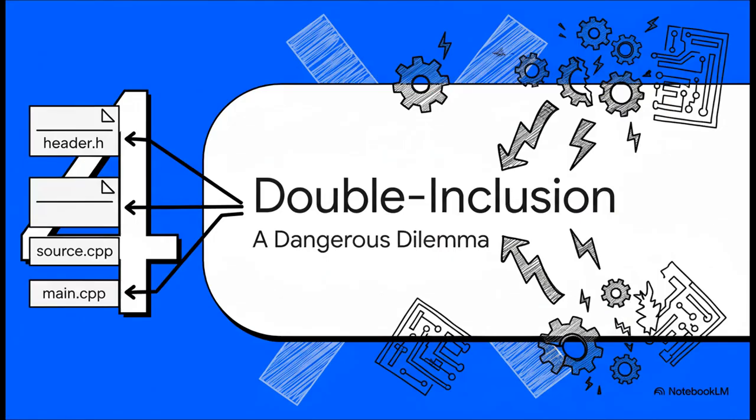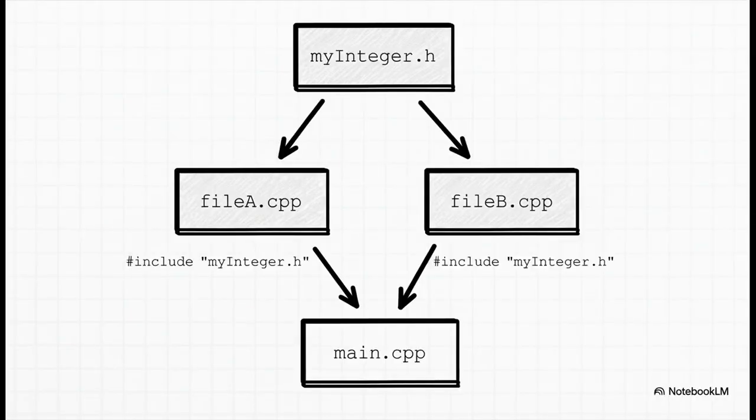Okay, so now we have this beautiful, clean, three-file system. It's professional, it's organized, and it's hiding a brand new problem. A really subtle but dangerous problem that can bring your entire program to a screeching halt. So what happens if you accidentally include the same header file twice?